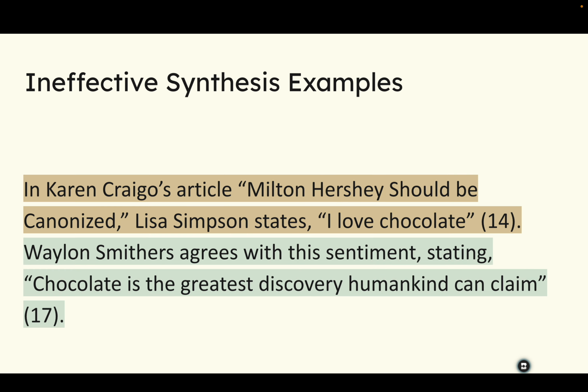Here's another ineffective example. See if you can identify how this could be improved. In Karen Crago's article, "Milton Hershey Should Be Canonized," Lisa Simpson states, "I love chocolate." Waylon Smithers agrees with this sentiment, stating, "Chocolate is the greatest discovery humankind can claim." We do have a synthesis connector: Waylon Smithers agrees with this sentiment. However, Lisa Simpson said, "I love chocolate." And we have Waylon Smithers agrees with this sentiment, stating, "Chocolate is the greatest discovery humankind can claim."